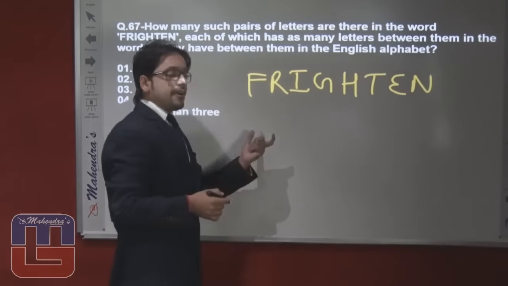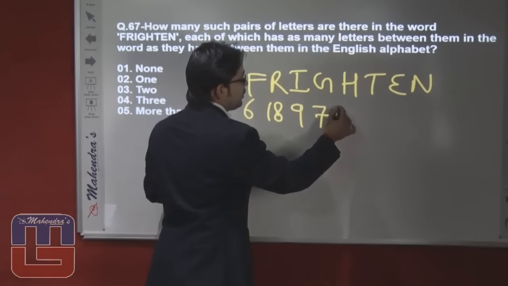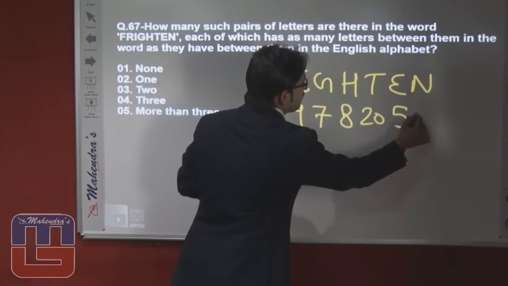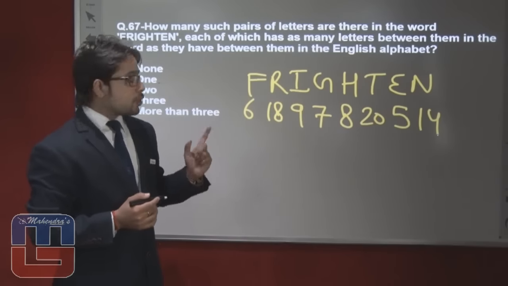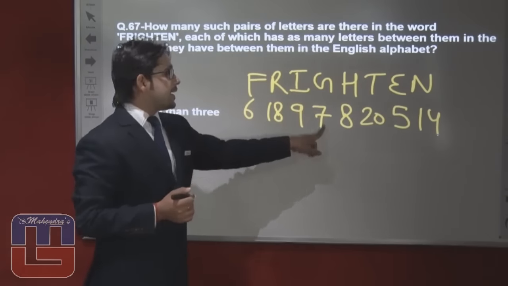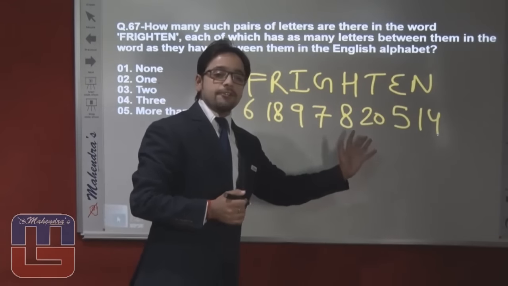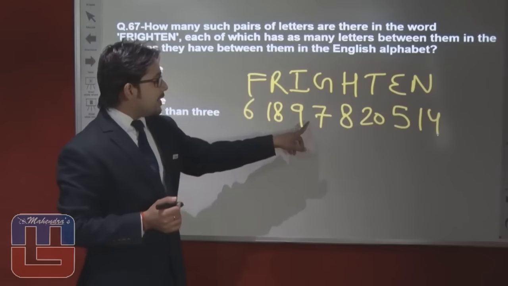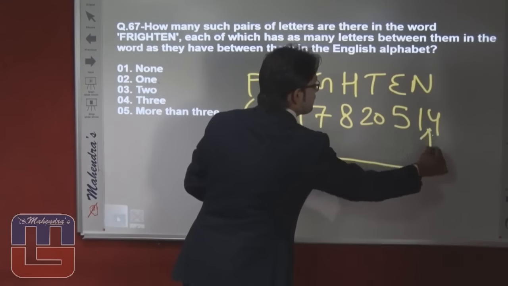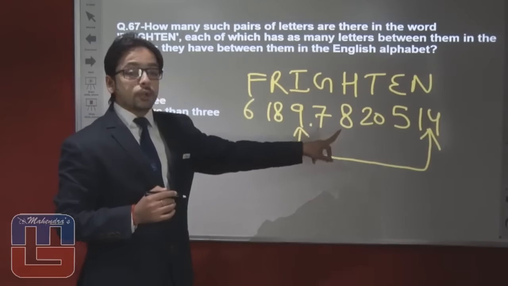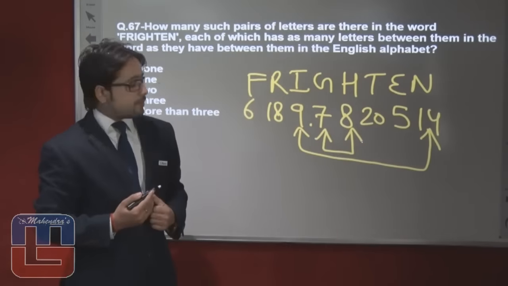and place value of each and every alphabet will be 6, 18, 9, 7, 8, 20, 5, 14. Now we have to find out the pairs. How many pairs are there? So you can see that 6, 7, 8, 9, 10, 11, 12, 13. No pair. 18, 19, 20. There is no benefit in going further. Next 9, 10, 11, 12, 13, 14. First pair will be 9 to 14. Next 7 to 8. This is the second pair which we are going to find out. That is G to H.